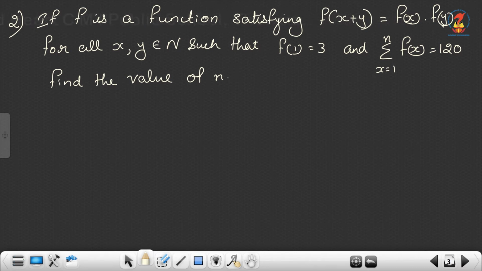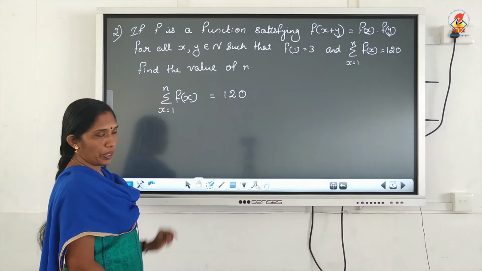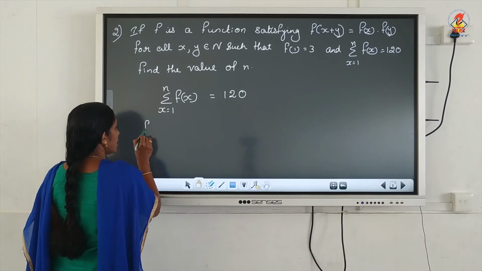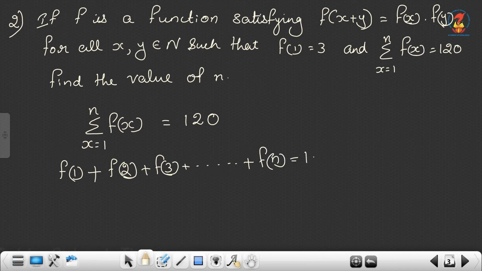So from that we can start. Sigma f of x, this x values from 1 to n is given as 120. So without the sigma symbol, how do we write? Sigma indicates sum. Sum to 1 to n. For this x you have to give 1, 2, 3 up to n. So this left hand side is same as, first you have to give x as 1, f of 1, then plus, sigma means sum, f of next number is 2, then f of 3 plus etc. up to f of n. This is given as 120.